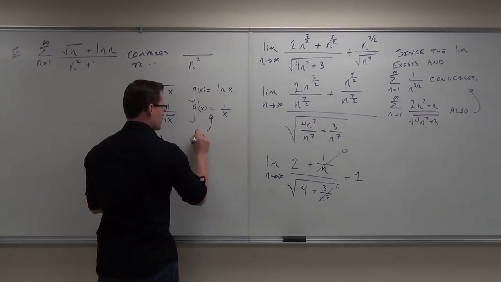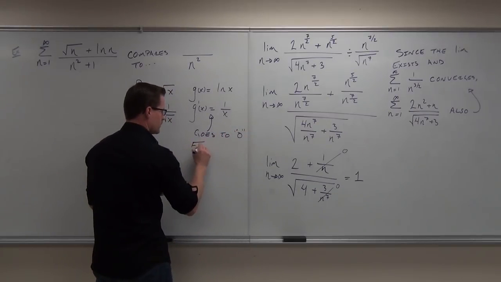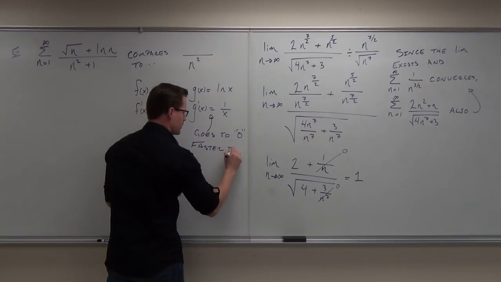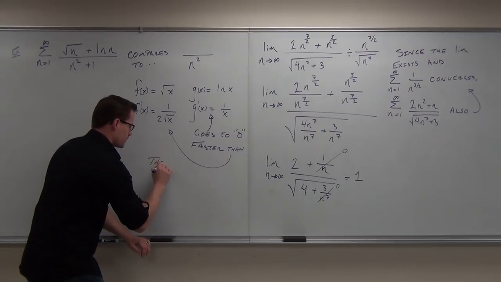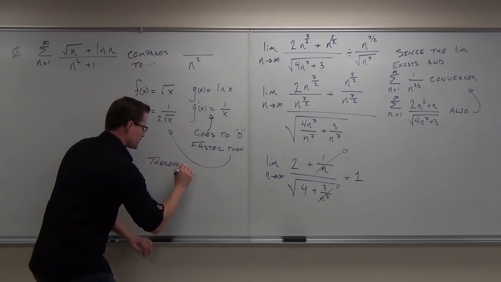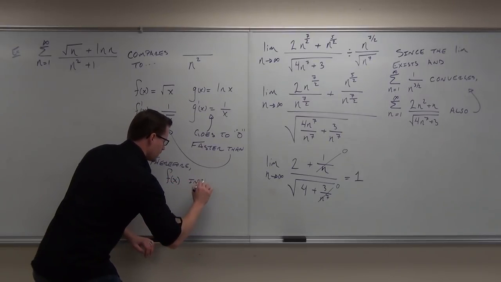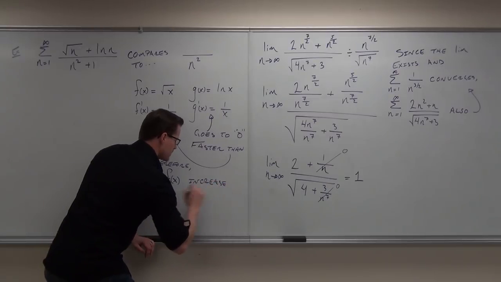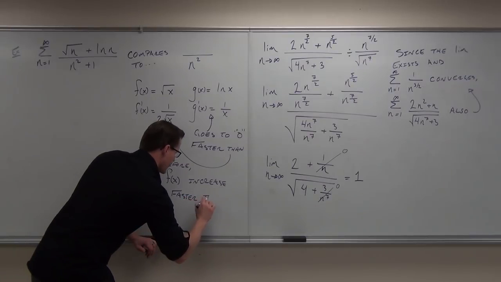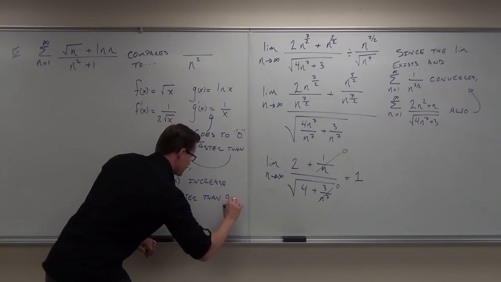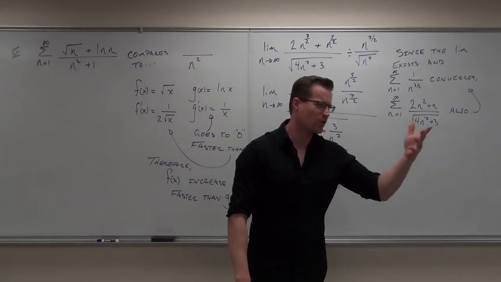So this goes to 0 faster than this. Therefore, f of x increases faster than g of x at the end. You can think of it as increasing longer, increasing faster.